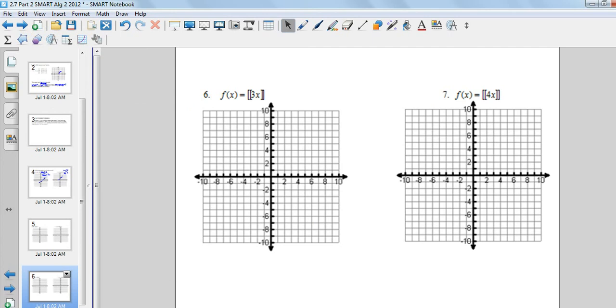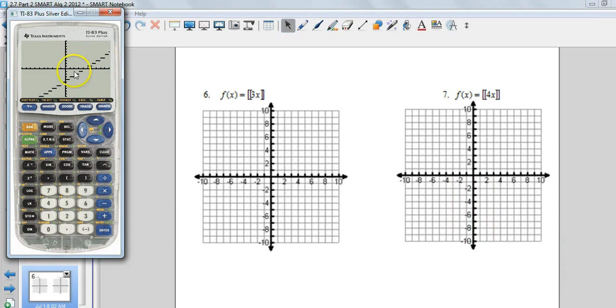Okay, the next problem is the greatest integer of 3 times x. So we're going to have to be a little careful here. Greatest integer. Oops, lost it again. It happens. Of 3x. This time the 3 is multiplied by the x. Now when I graph, it's going to be connected again. So I'm going to have to go to mode and change it by toggling between connected and dot one time. Alright, there we go.